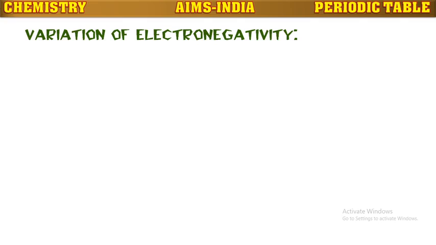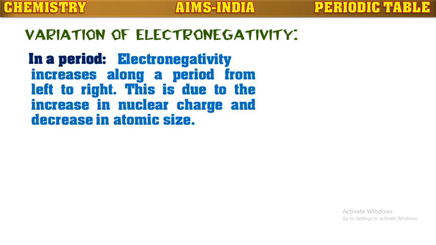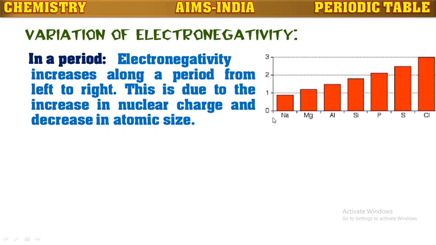Variation of electronegativity. We see in a period, electronegativity increases along a period from left to right. This is due to the increase in nuclear charge and decrease in atomic size. So as the size decreases, the attracting power increases and hence electronegativity increases. So you can see the third period elements are mentioned here. The electronegativity values gradually increase from sodium to chlorine.